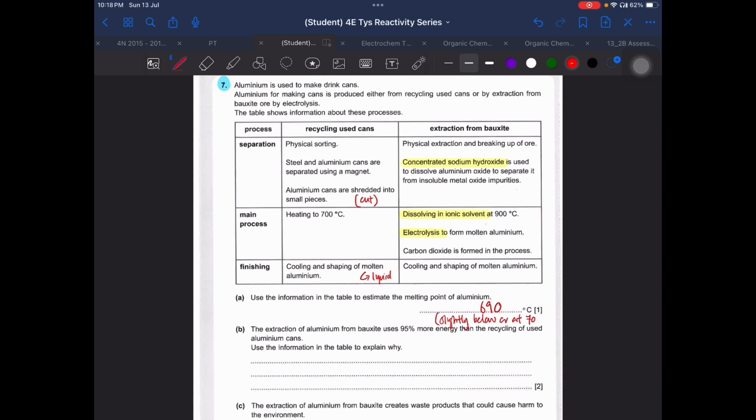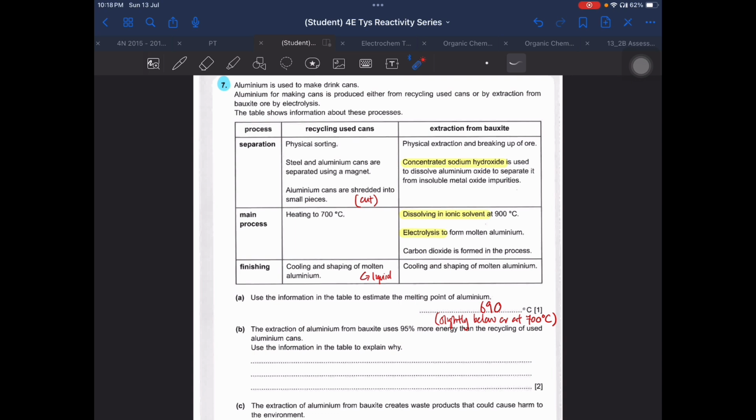Or it can also be exactly 700 degrees Celsius for this particular question, based on the data that we see over here. If aluminum melts above 700 degrees Celsius, it would mean that this step cannot give us our molten aluminum. I hope you can see how the data is making sense now.